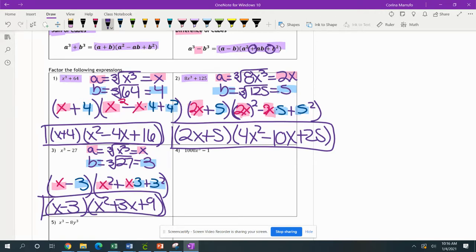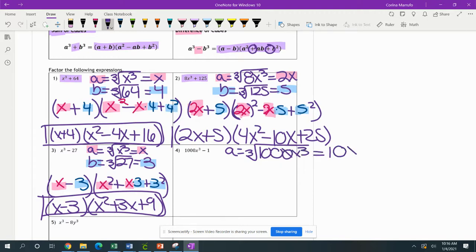All right, the next one, 1000 x to the third power, is going to be our a when we take the cube root. So the cube root of 1000 x cubed is going to give us 10x. And then we do the same thing for the 1. We take the cube root of 1. Well, 1 times 1 times 1 gives us 1.